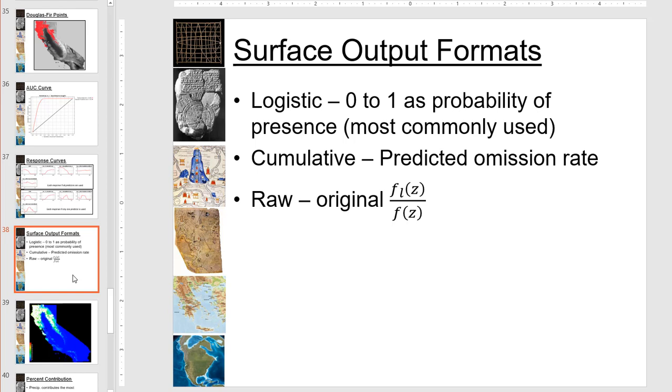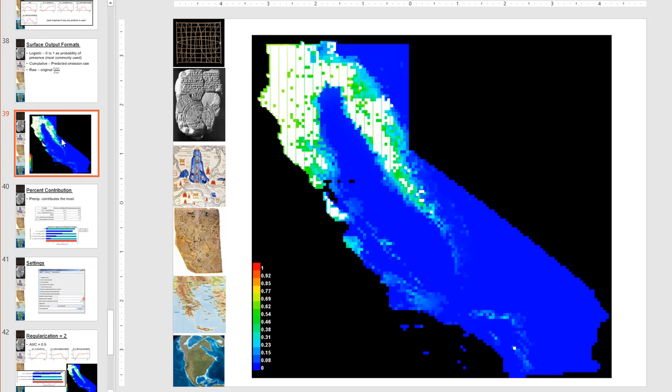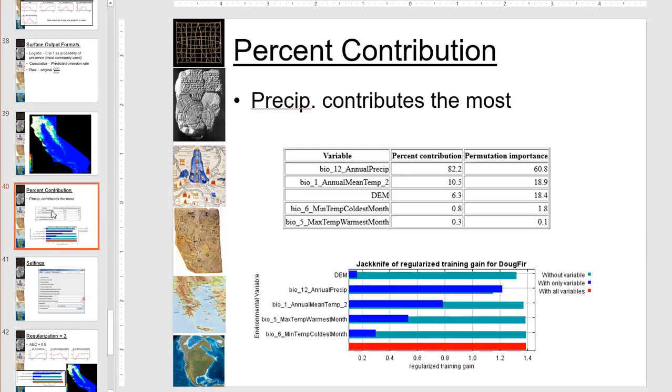The surface output, the default is logistic. That's what pretty much everyone uses. You can also get the raw output out, but you probably want to use the logistic, and that's where we're going to be able to smooth it by upping the regularization parameter. And here's a sample output. Again, this would be logistic, but again, we've got our Doug fir habitat pretty well identified.